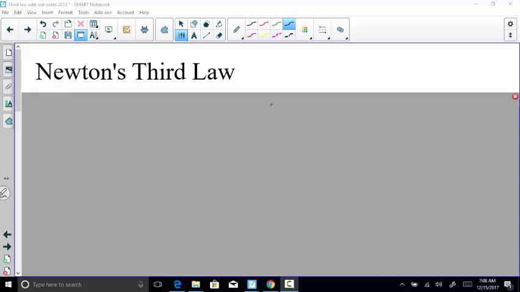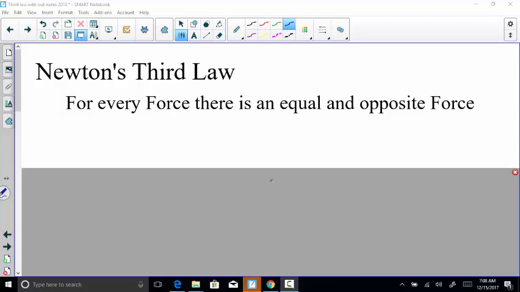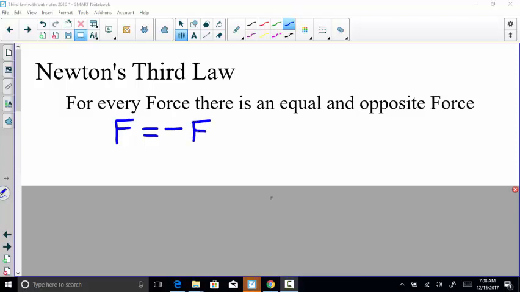So Newton's third law on the surface is actually a fairly simple law. It essentially states that for every force, there is an equal and opposite force. Okay? And mathematically, that would mean if I apply a force, there is another force that is the exact same size, but it's going to be equal and opposite.